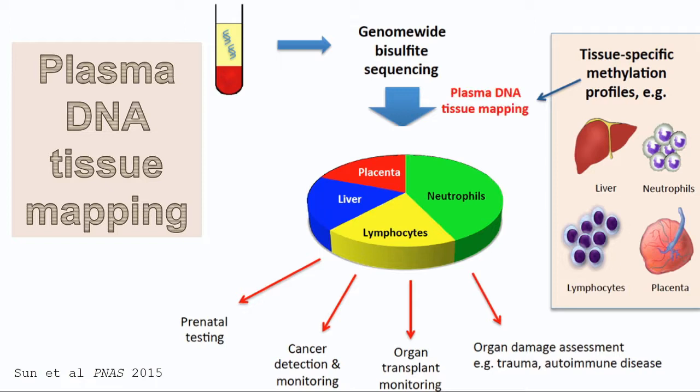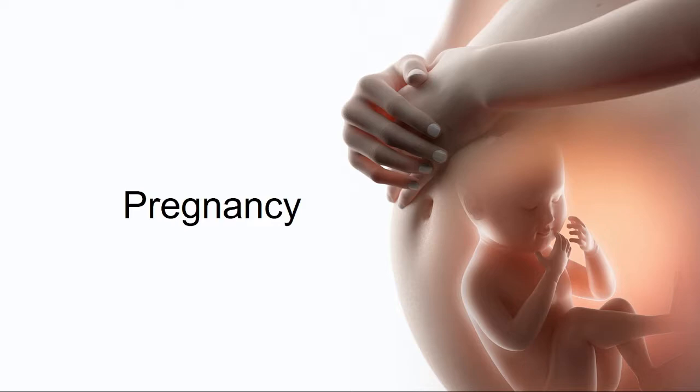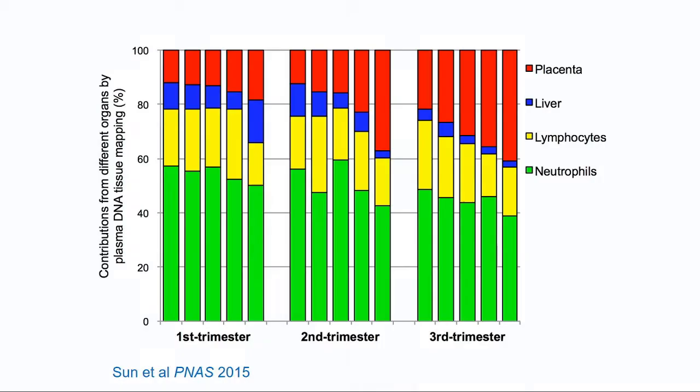We collected plasma samples from women who were pregnant in the first trimester, second trimester, and third trimester. Using this tissue mapping test, you can see that, of course, a certain proportion of DNA, shown in red, is from the placenta. By the way, each bar is from the data from one pregnancy, and they all add up to 100%, okay?